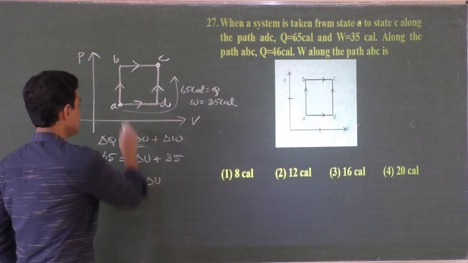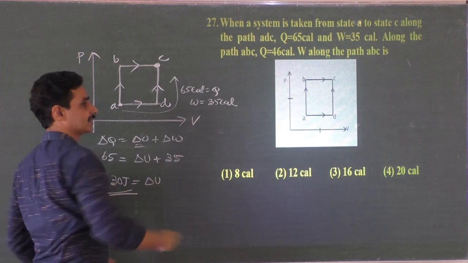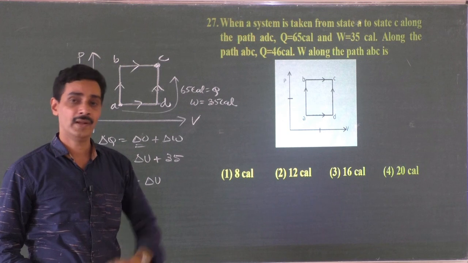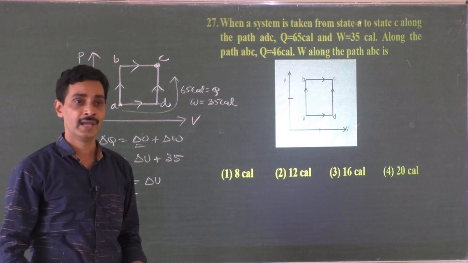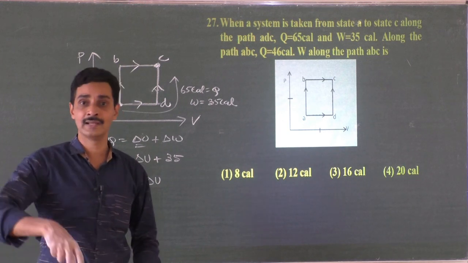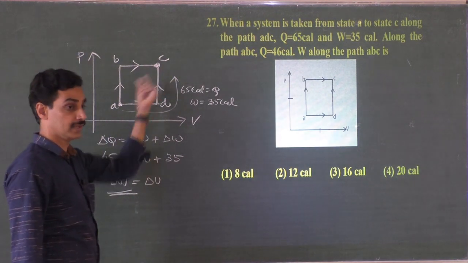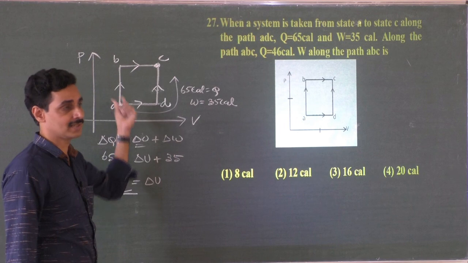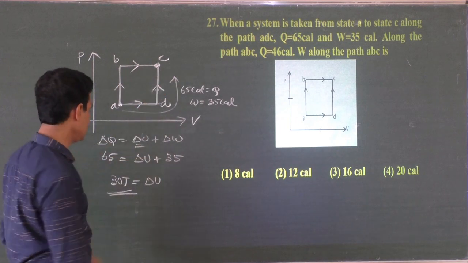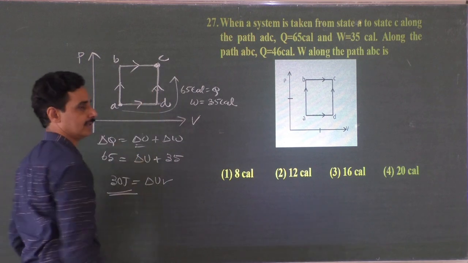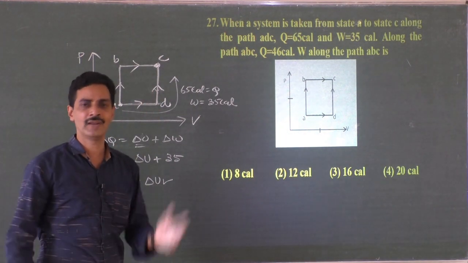Why? Because the initial state and final state are the same. You are going to the same final state. The path may be different. Once increasing the pressure and then volume, another path increasing the volume and then increasing the pressure. That may be different, but the states are one and the same, initial state and final state. So change in the internal energy can be applied both for ABC and ADC. There is no difference in that.